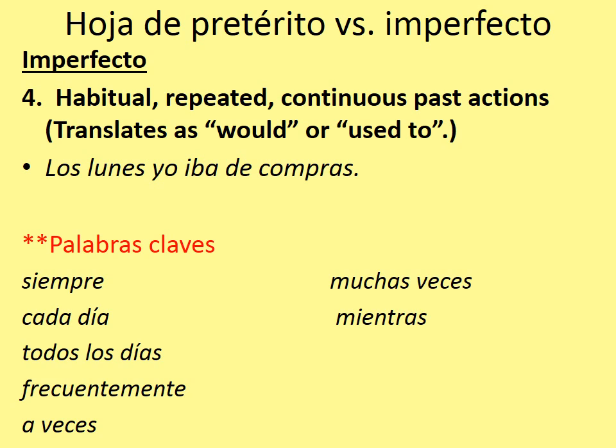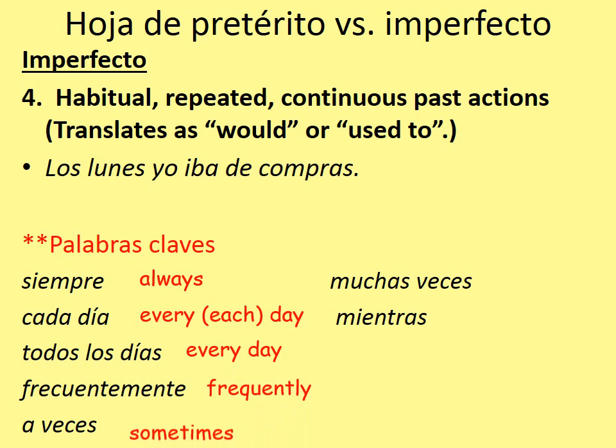So here's a few key words that every time you see these words, you're going to use the imperfect. Siempre, cada día, todos los días, frecuentemente, a veces, muchas veces, y mientras. So when you see those, know that you're probably going to be using imperfect.